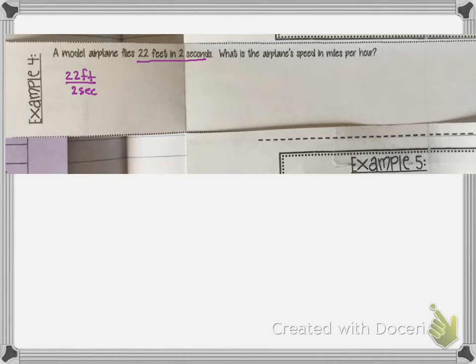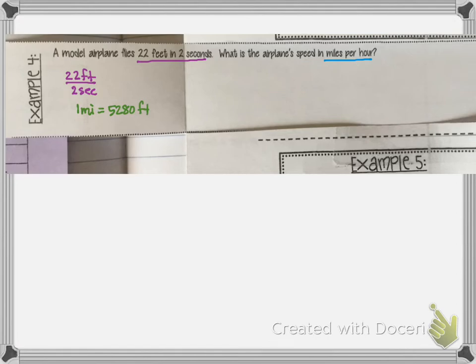What I want is to put the answer in miles per hour. Whew. So let's see, what do I need? I'm going to have to figure out how to get feet into miles. So I need this conversion. 1 mile equals 5,280 feet.